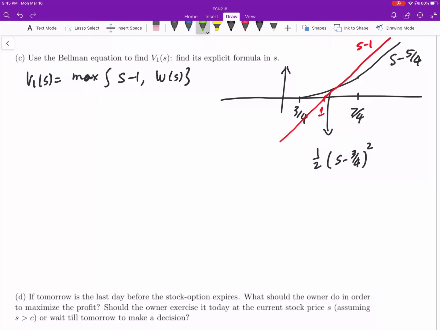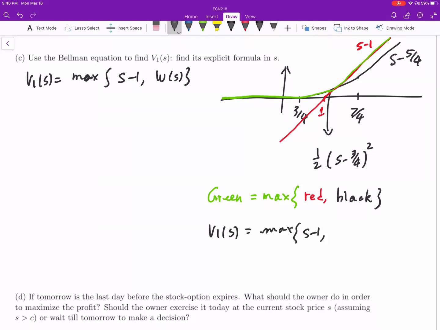So we have two functions, the red one and the black one, and we take the branch that's on the top. So what we have over here is this v1 of s. This part is bigger, right? This is v1 of s. But after this intersection, it should be following this line. So the green line over here is the maximum of the red and the black. That's exactly what it means, that v1 of s is the maximum of s minus 1 and w of s.